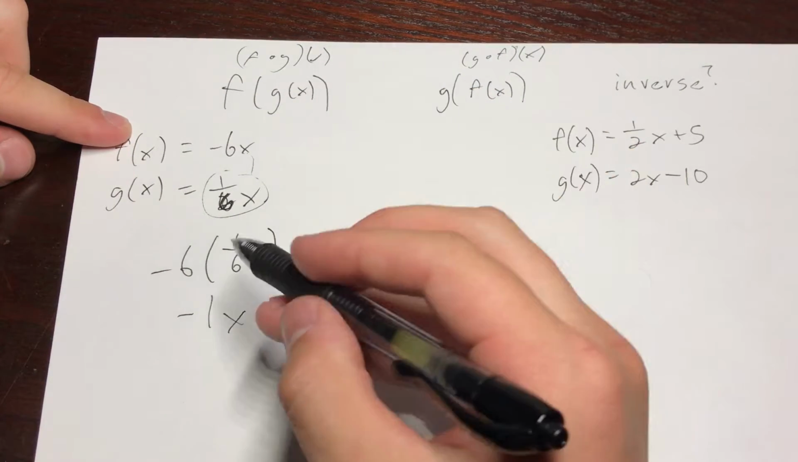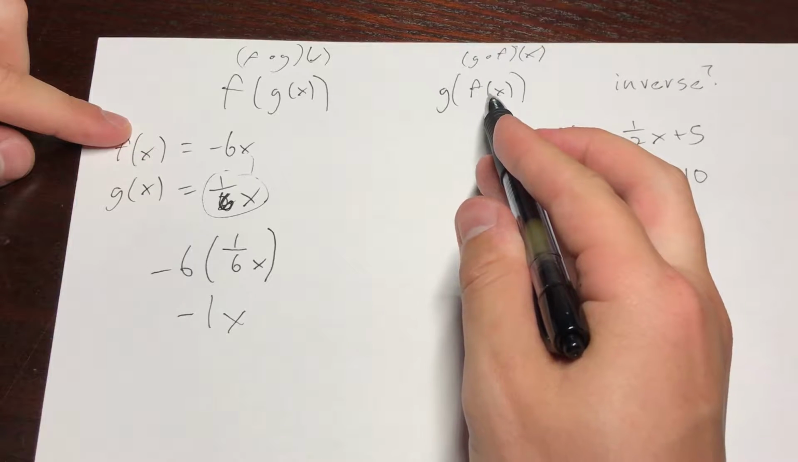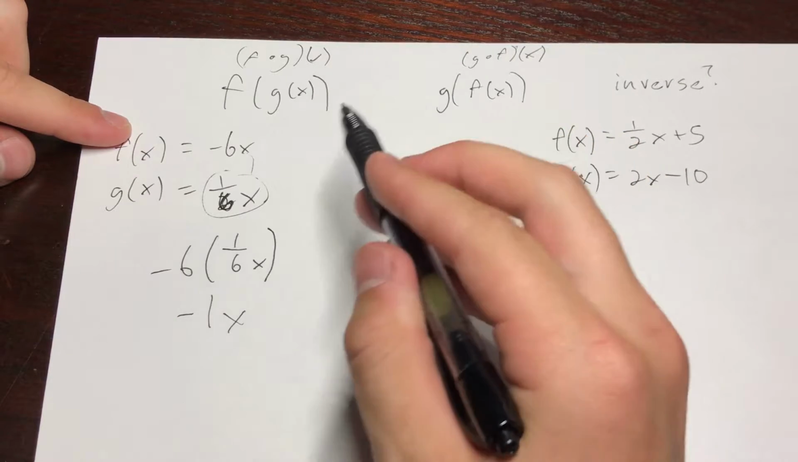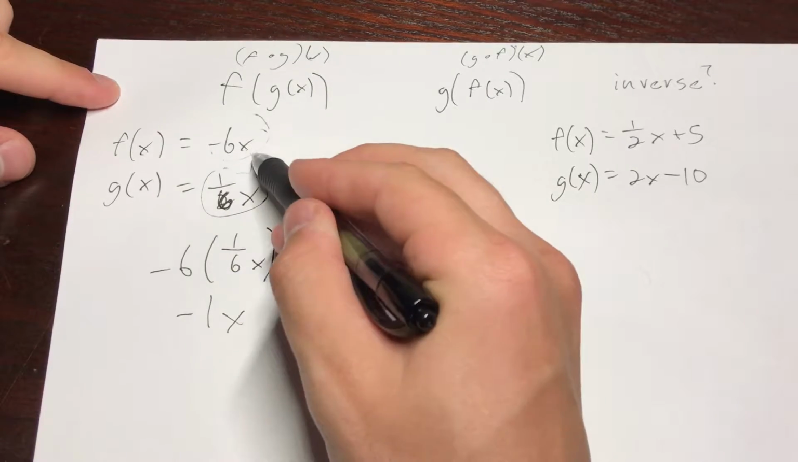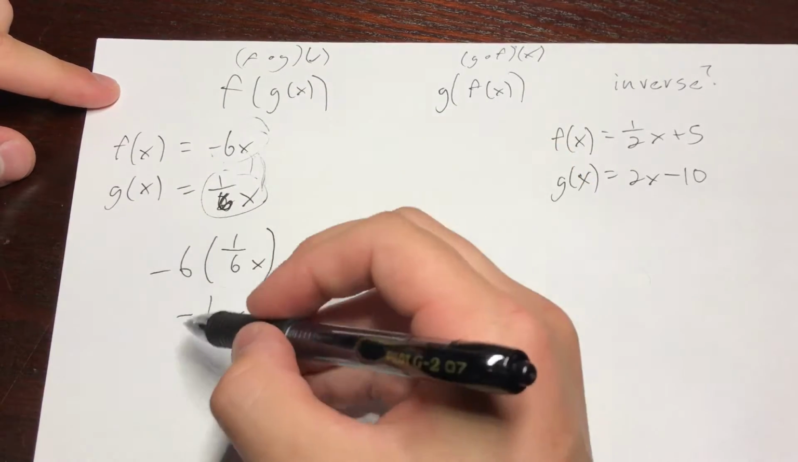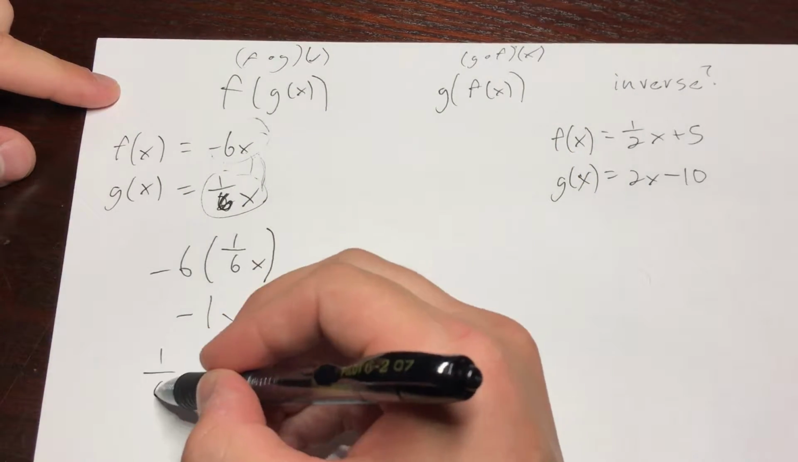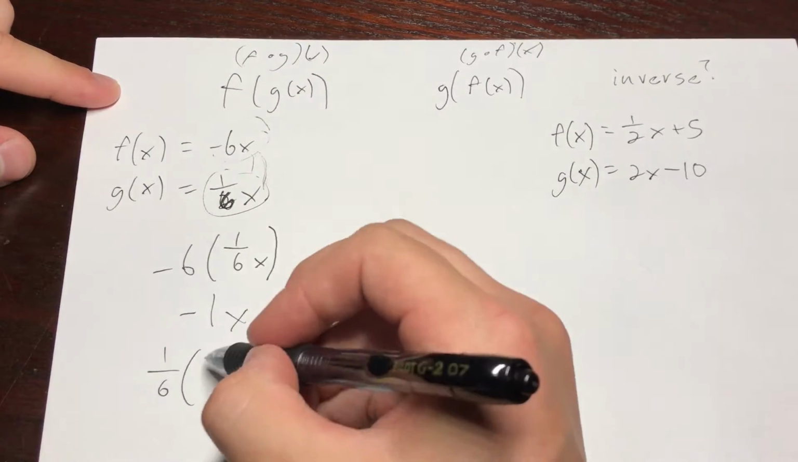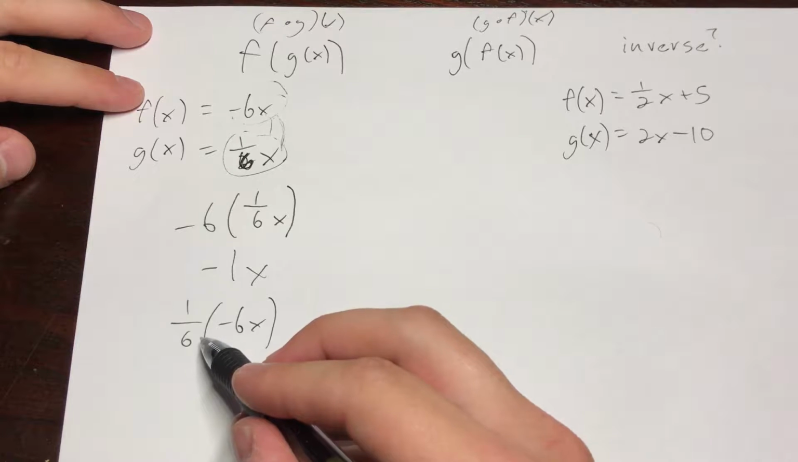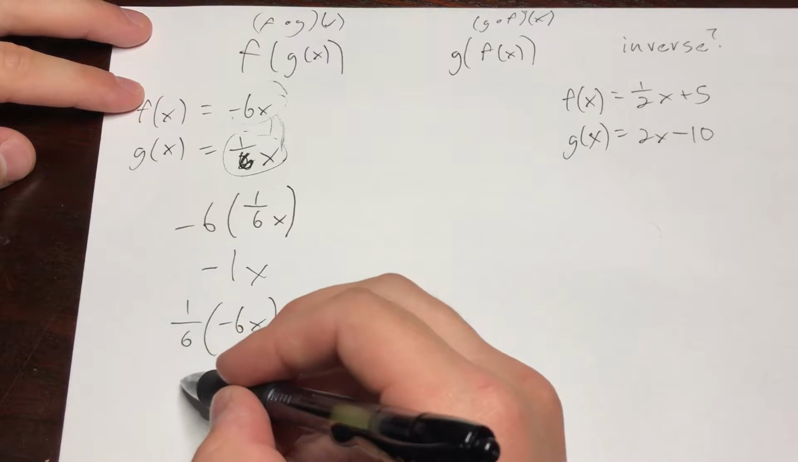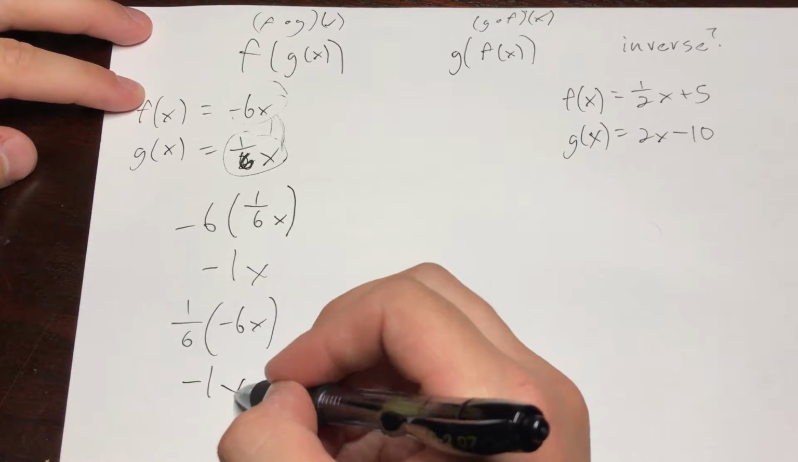For this, I'm going to do g of f of x, so I'm plugging f of x into g of x. So here's f of x, and I'm plugging this whole thing into the x here. Okay, so 1 over 6 times negative 6x. Same thing. 1/6 of negative 6 is negative 1, and then we got x.